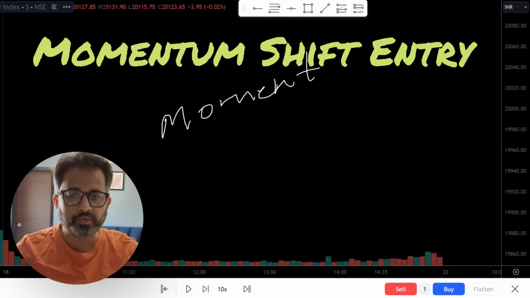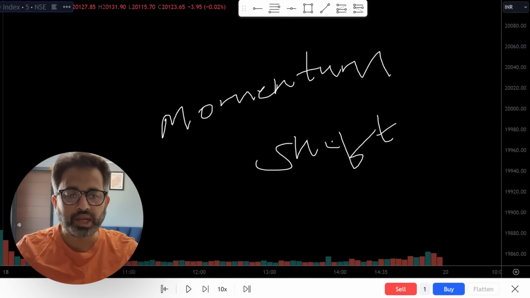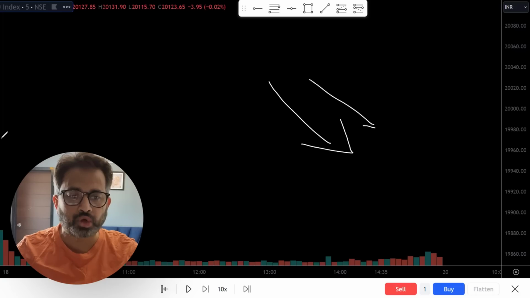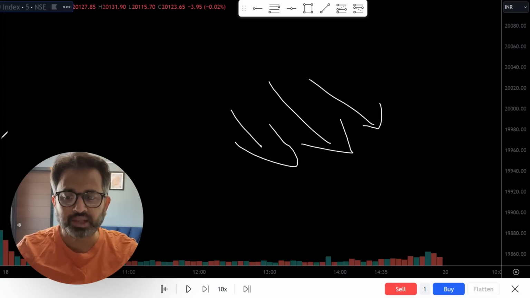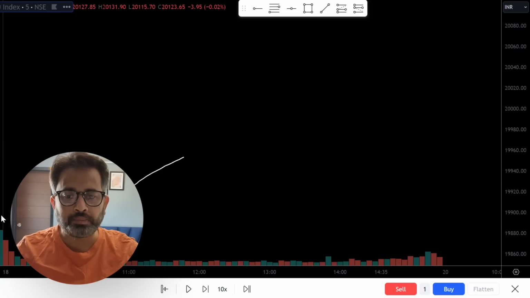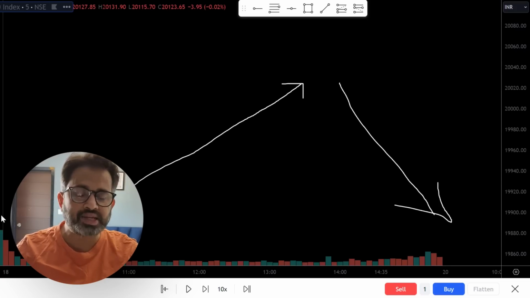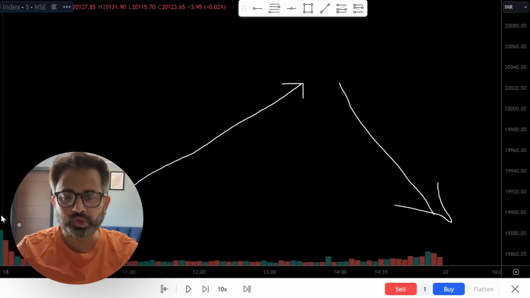Now the second type of entry is called the momentum shift entry. As I said earlier, price goes up because of buyer strength, and price goes down because sellers are strong, and it shows the strength of the sellers. But you should know that price can't keep going up. Buyers can't keep taking control all the time, and at the same time, sellers can't take control all the time. So sometimes buyers take control, then sellers come and price goes down.